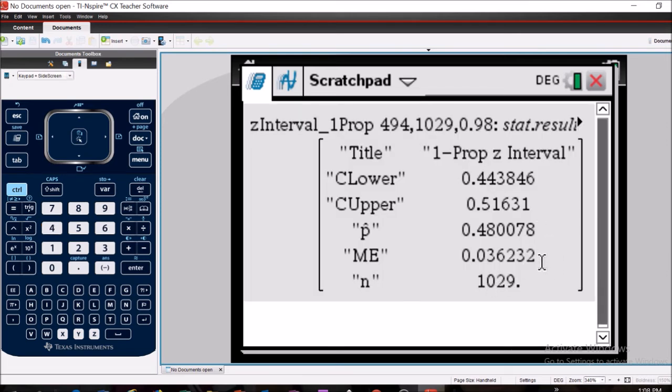So let's go back over here, and now right here, the calculator has just given me my confidence interval when it says lower and upper. So they've shown me down here what the margin of error was, and we would get something very similar if we calculated it by hand. And I'm going to round these, looks like 0.443 and 0.516.